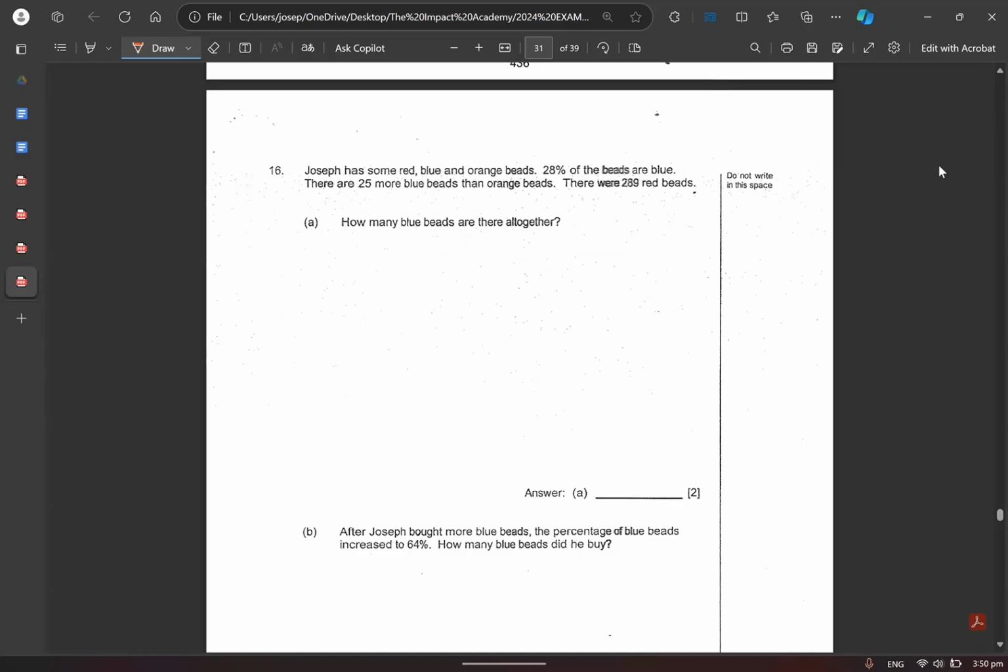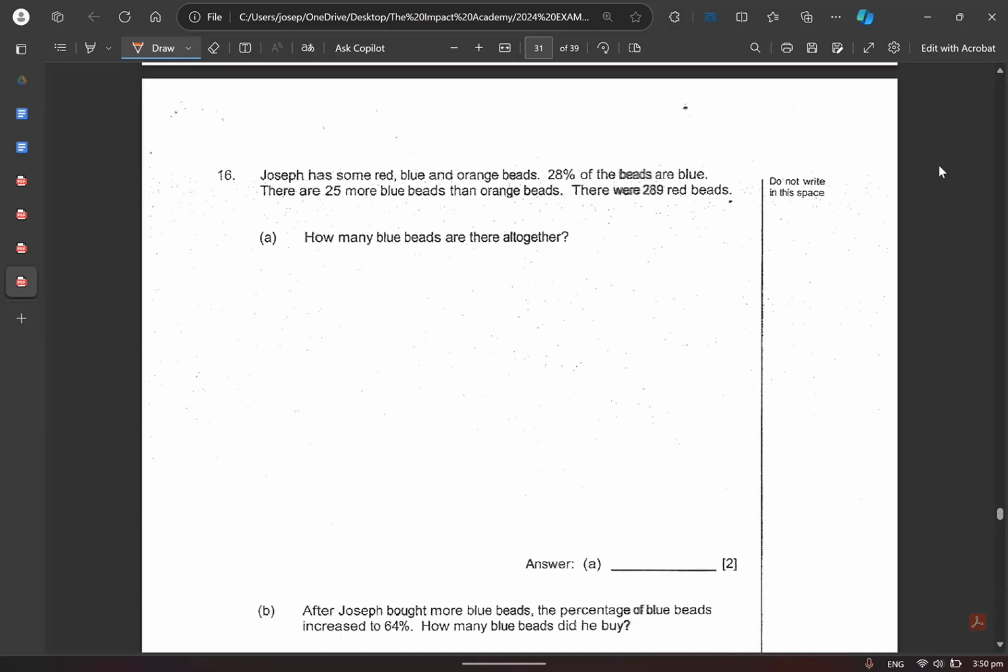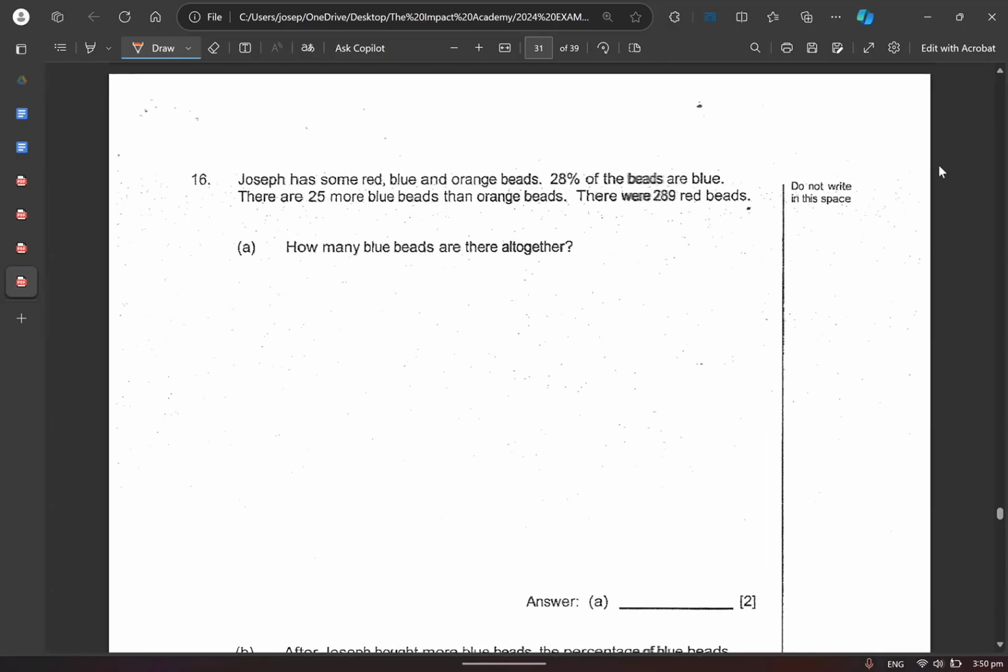Now, again, we have to identify the concept, correct or not? First thing first, over here it says that Joseph has some red, blue, and orange beads. Agree or disagree? First thing first, the 28%, you want to quickly change that to 28 over 100. Is this a BNA? I don't think this is a BNA because there isn't any sold or anything that is received. Agree so far? So I will call this a part-whole relationship because Joseph has all of these beads. All of these beads are what we call my whole.